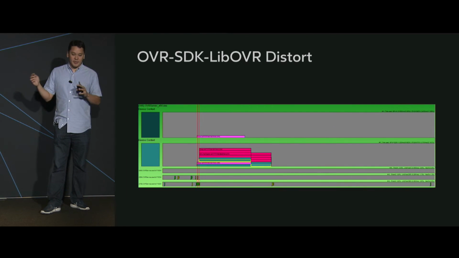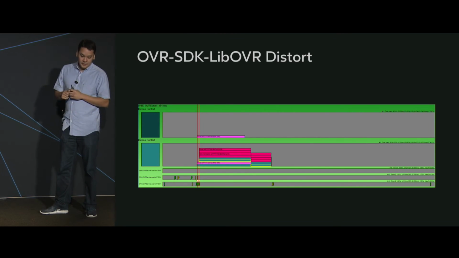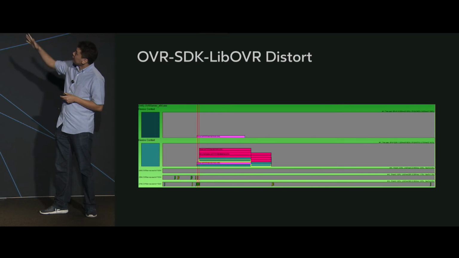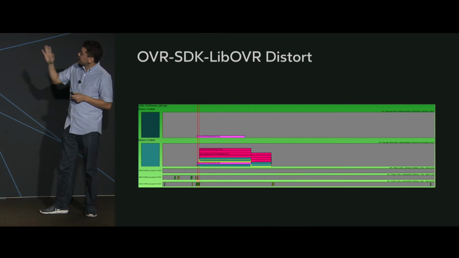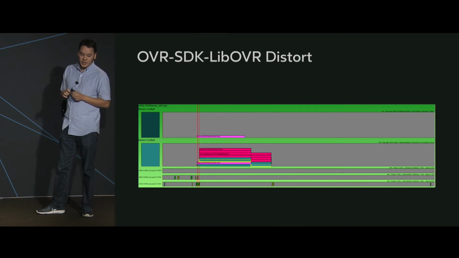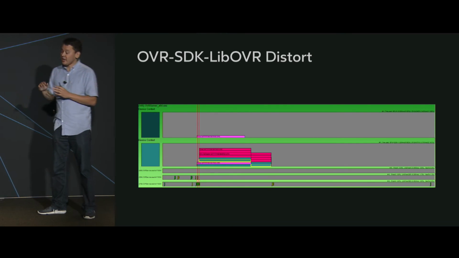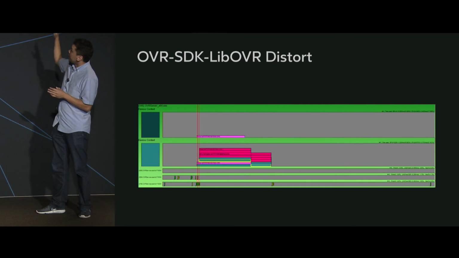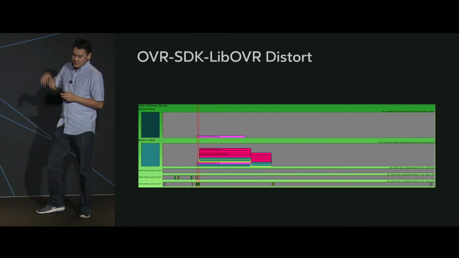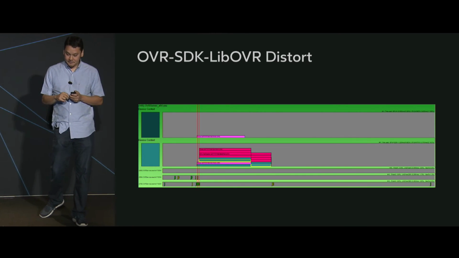The next one I'd like to talk about is our distortion ETW points. If you look up here, there are 2 vertical red lines. They represent the start and stop of the CPU work to generate all of the GPU work. Immediately after that, you see these green bars starting up, and that's the GPU work that we were doing earlier.